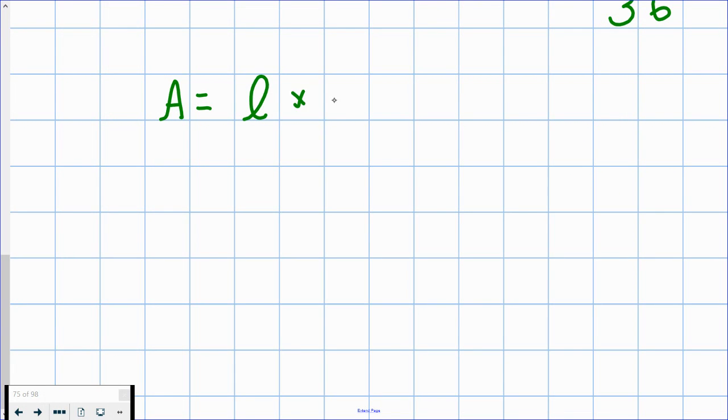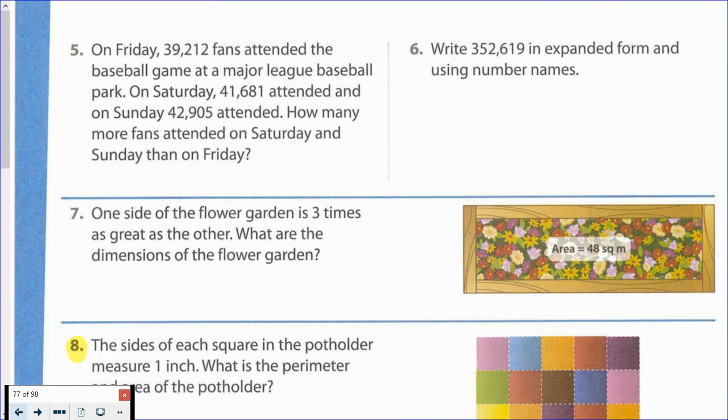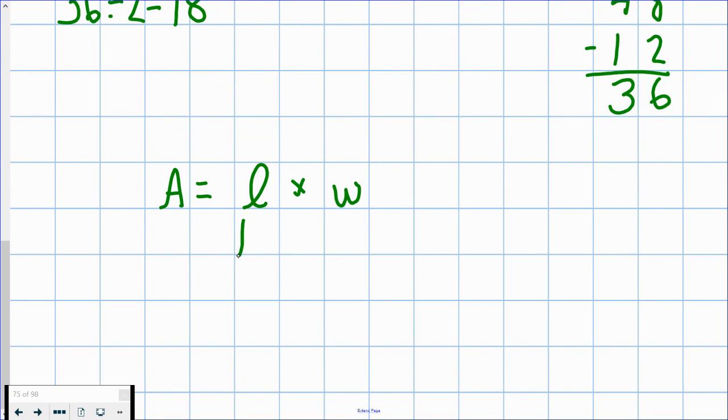So let's use the area formula, okay? Once you have the area formula written down, fill in the missing pieces of information. So, in problem number 4, we know the length and we know the width. Okay, so I'm going to fill that in to my formula. I know the length is 12 and 1/4. I know the width is 18, and I'm going to multiply the two of them.